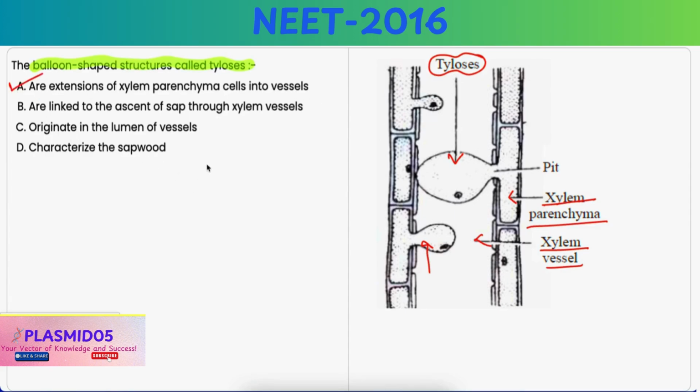Option B, are linked to the ascent of sap through xylem vessels. It is incorrect because tyloses actually block the xylem vessels, and it hinders the upward movement of water and nutrients. Option C, originate in the lumen of vessels. It is also incorrect because, as already stated, tyloses originate from the xylem parenchyma cells and not directly in the lumen of the vessels. Option D, characterize the sapwood. It is also incorrect because these are found in the heartwood, where they block the vessels and prevent water flow, and not in the sapwood, which is rather involved in the active conduction of water.